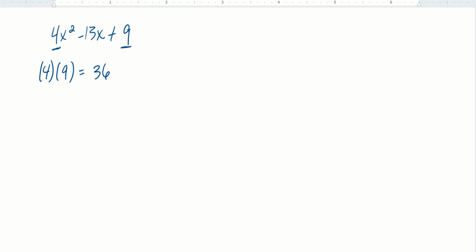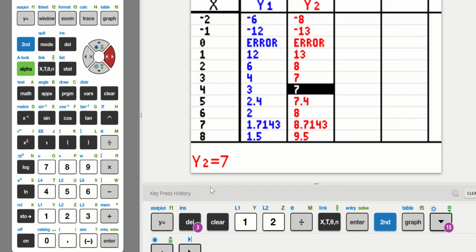Okay, so we need to find factors of 36. So what multiplies to 36 that add to negative 13? If you're not seeing this right away, you can go to your calculator.